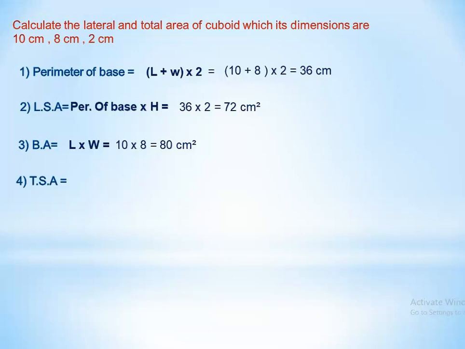TSA equals LSA plus 2 times base area. Here he didn't tell me that the cuboid is without a lid. If he didn't tell me it's without a lid, we consider it with a lid. So LSA plus 2 times base area equals 72 plus 2 times 80, which is 232 centimeters square.